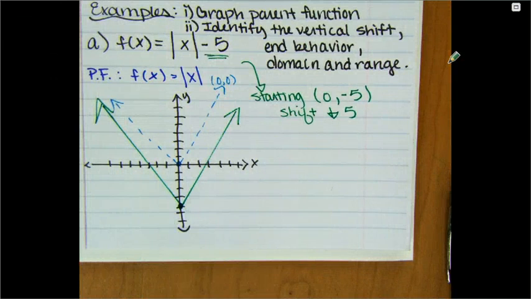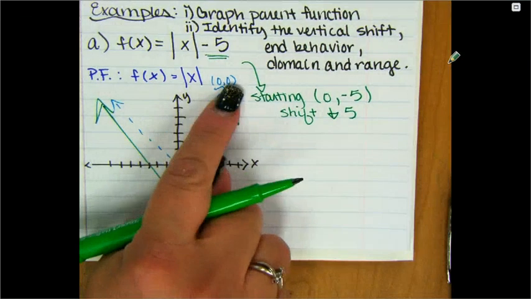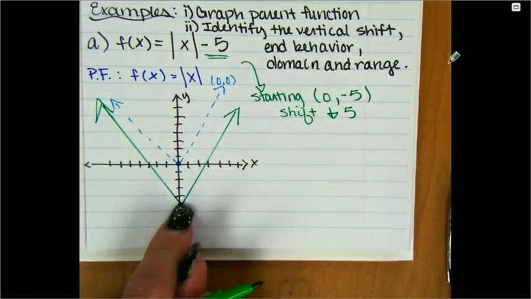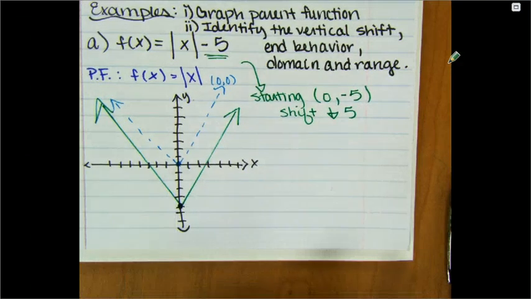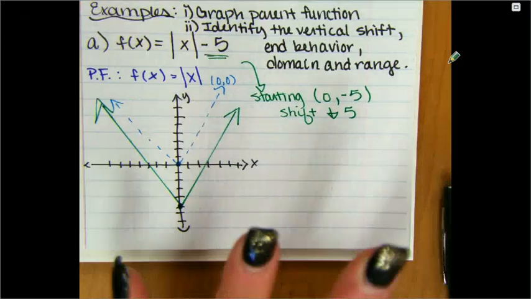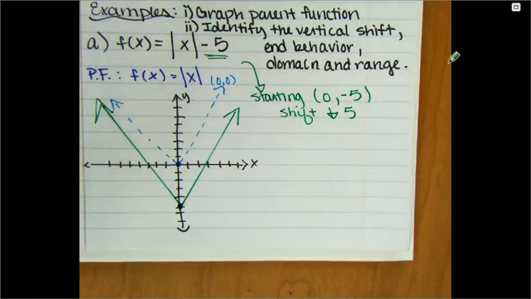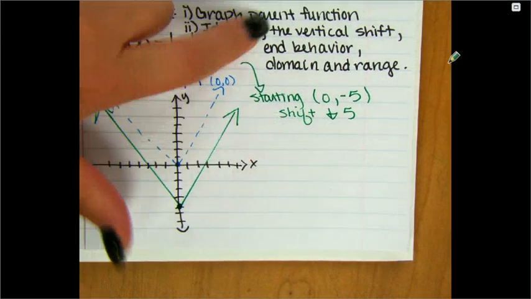Does that make sense? Do you understand what I did? All I did was graph this, which is starting at 0, 0. Then I shifted it down to this. Does it work the other way also? Yeah. So that's just the graphing part, right? I graphed the parent function and identified the vertical shift.